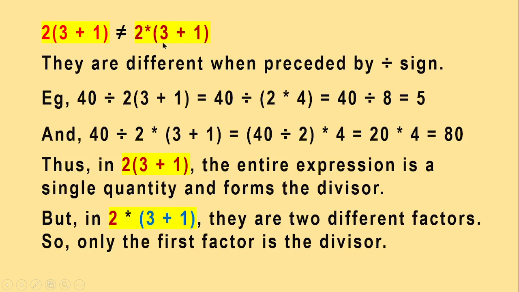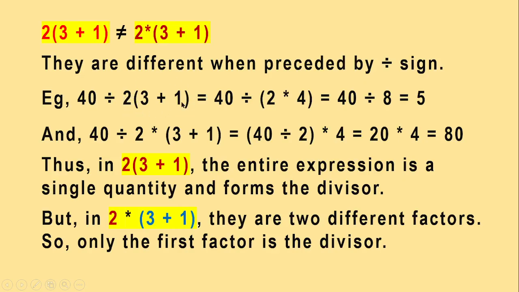Now when they are different, they are not equal. Putting a multiplication sign will alter the values. When it is preceded by a division sign, only when it is preceded by a division sign, a number divided by this expression, then putting the multiplication sign and not putting the multiplication sign makes a lot of difference. For instance, 40 divided by. So 40 divided by this expression without the multiplication sign and 40 divided by this expression with the multiplication sign, these are not the same, because in this case the whole thing is regarded as the divisor.